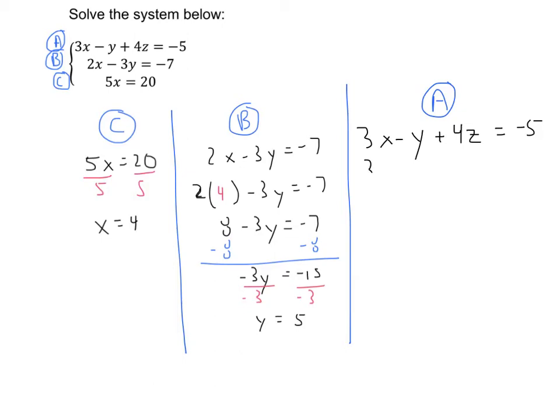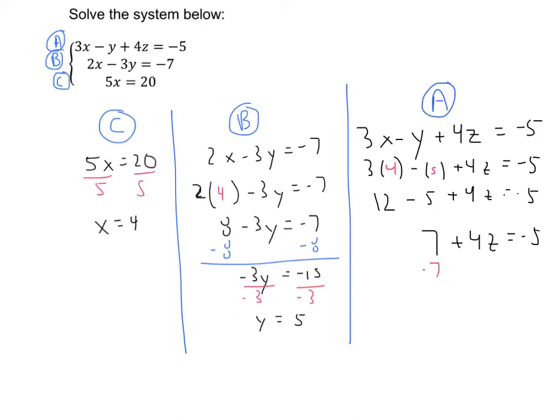All right, welcome back. Here's what you should have. We're going to replace x and y, and then solve for z. So x was 4, y was 5. We get 12 minus 5 plus 4z equals negative 5. 12 minus 5 is 7, so 7 plus 4z equals negative 5. Here I can subtract 7 from both sides, and I have 4z is equal to negative 12. I'm going to divide both sides by 4, and we get z is equal to negative 3.